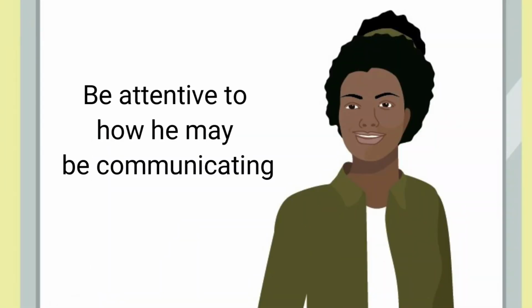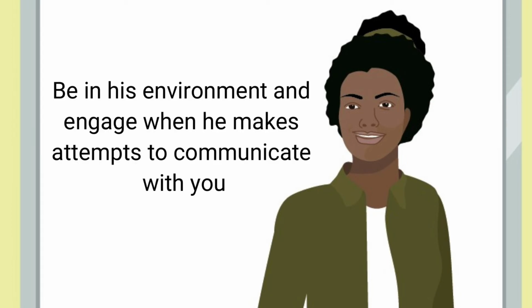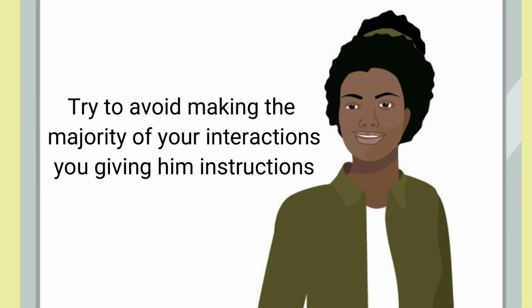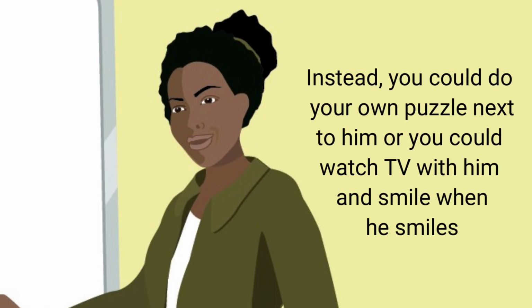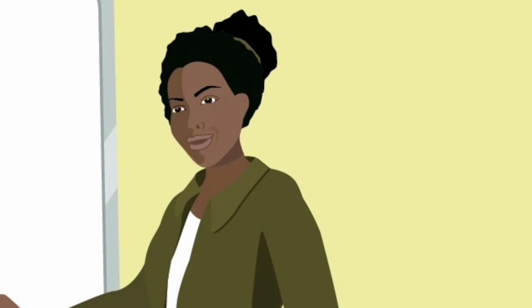Rotate puzzles by bringing new puzzles in and removing old puzzles on a regular basis. Be attentive to how he may be communicating. Be in his environment and engage when he makes attempts to communicate with you. Try to avoid making the majority of your interactions you giving him instructions. You don't want that to be the only way you interact with him. Instead, you could do your own puzzle next to him, or you can watch TV with him and smile when he smiles. Let's look at another example.